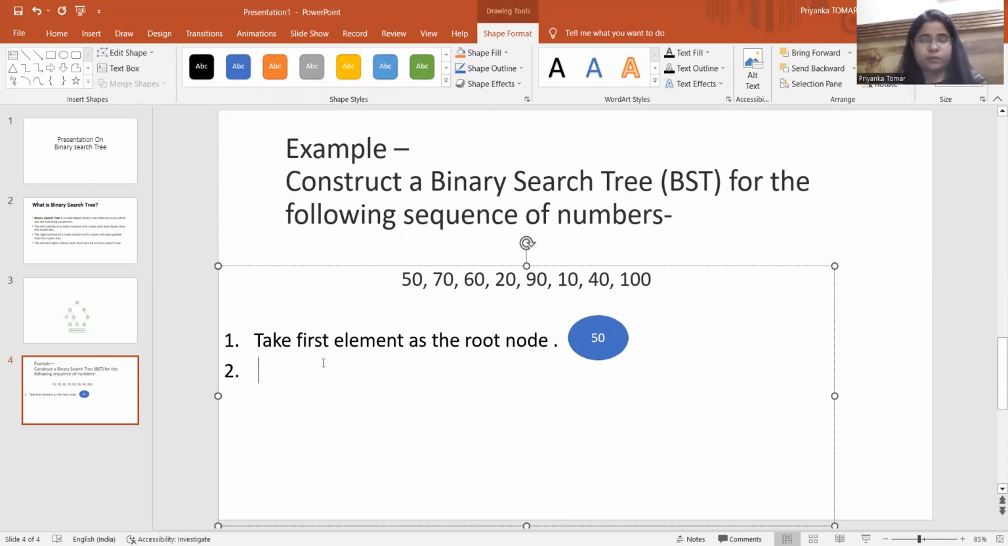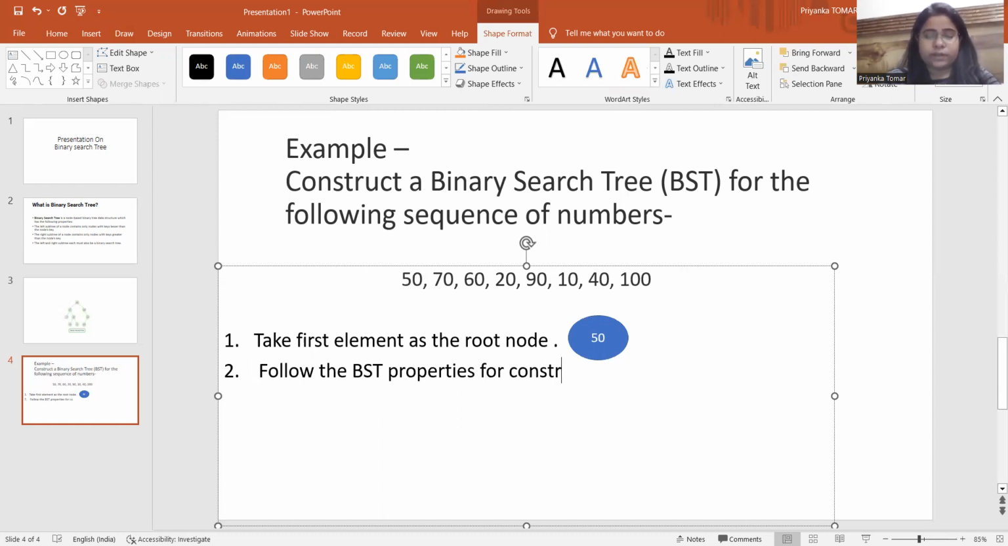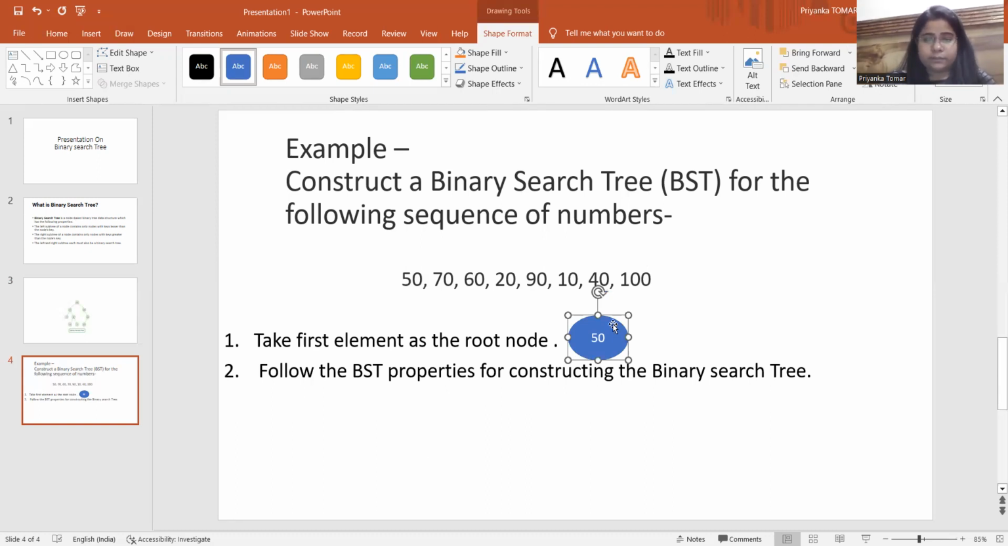Second, follow the BST properties. Follow the BST properties for constructing the binary search tree. Okay, so what do we have to do now?